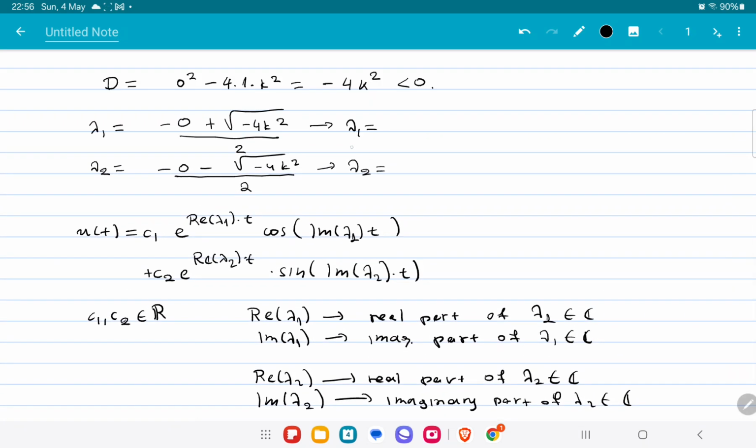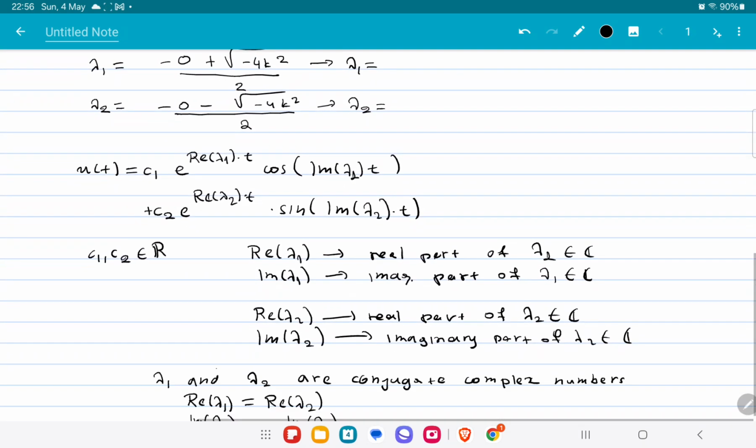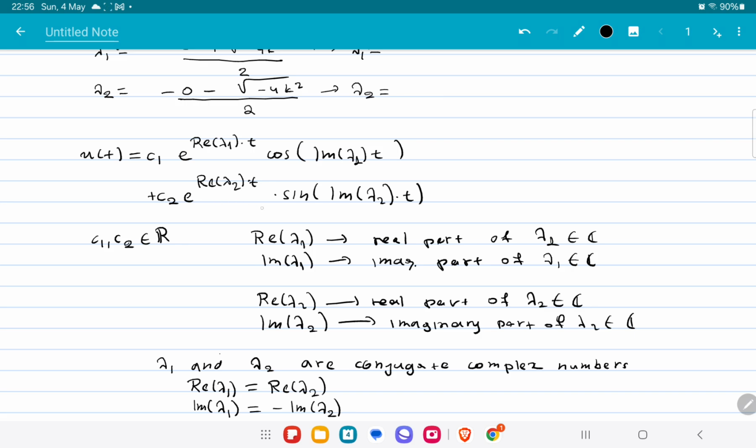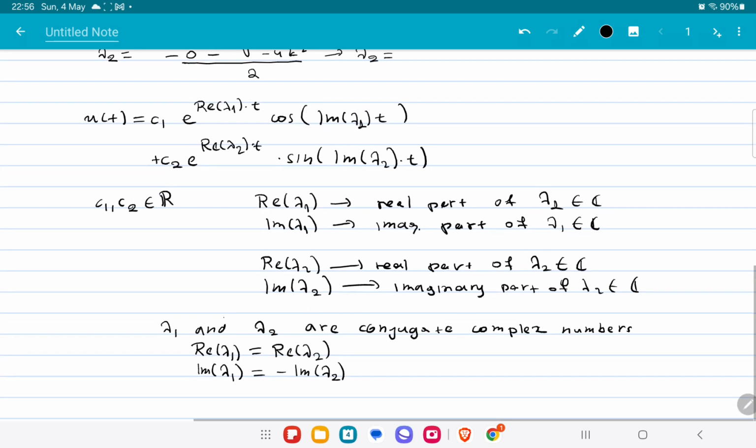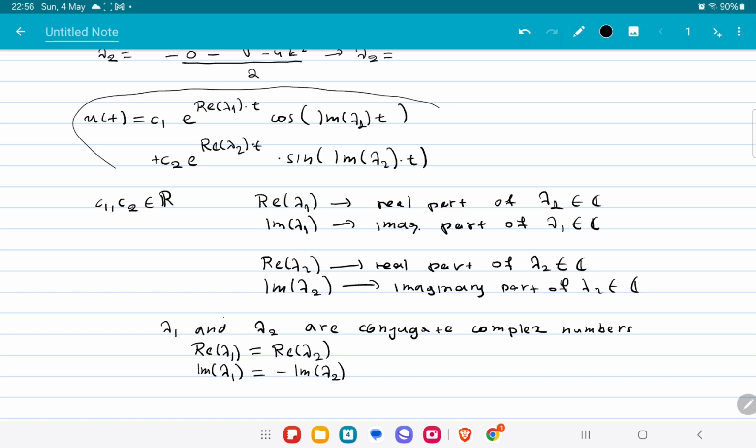So you have to find what is lambda 1, lambda 2, find the real part of lambda 1 and the imaginary part of lambda 1, the real part of lambda 2, the imaginary part of lambda 2, plug them in and find what is the general solution, which is going to be of this form here.